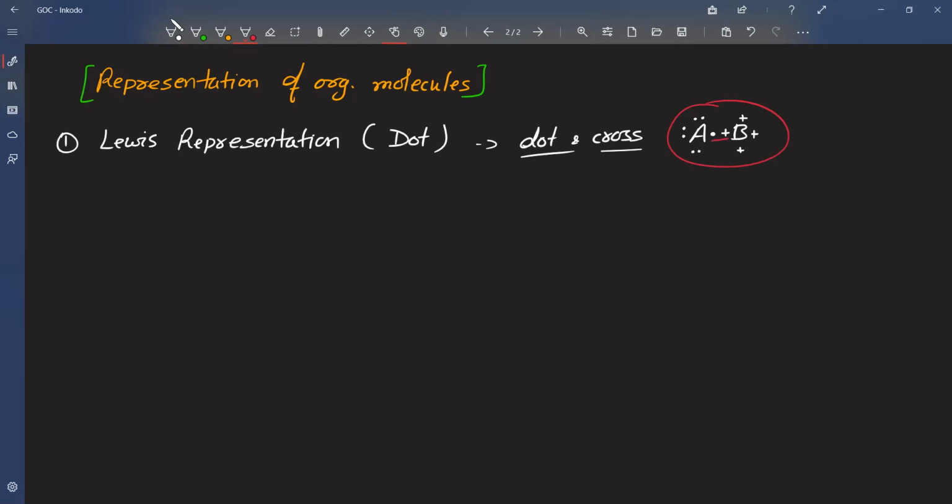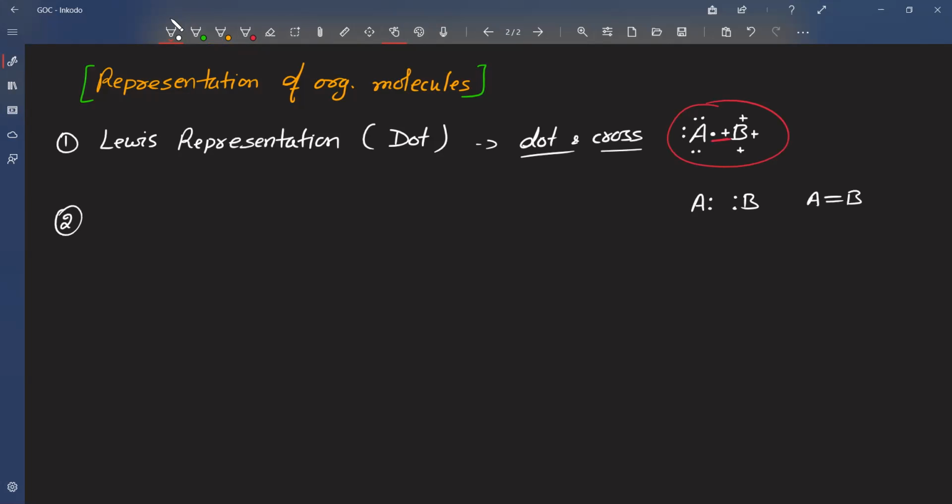So this means there is a bond between A and B, and that is a single bond. If there is a double bond, say for example, if you have to show a double bond between A and B, then you will be using two dots like this. So that means there is a double bond between A and B. So that is Lewis representation.